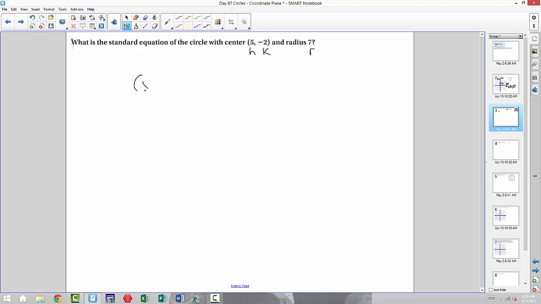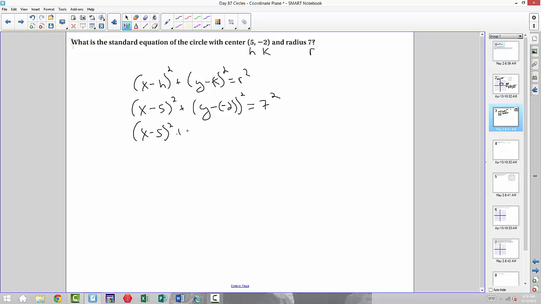So the equation is (x minus h) squared plus (y minus k) squared equals r squared. Plugging in the numbers for h and k, you have (x minus 5) squared plus (y minus negative 2) squared equals 7 squared. Simplify. Negative negative turns to a positive, so now it's (y plus 2) squared equals 49. And there's your standard equation of a circle with center (5, negative 2) and a radius of 7.